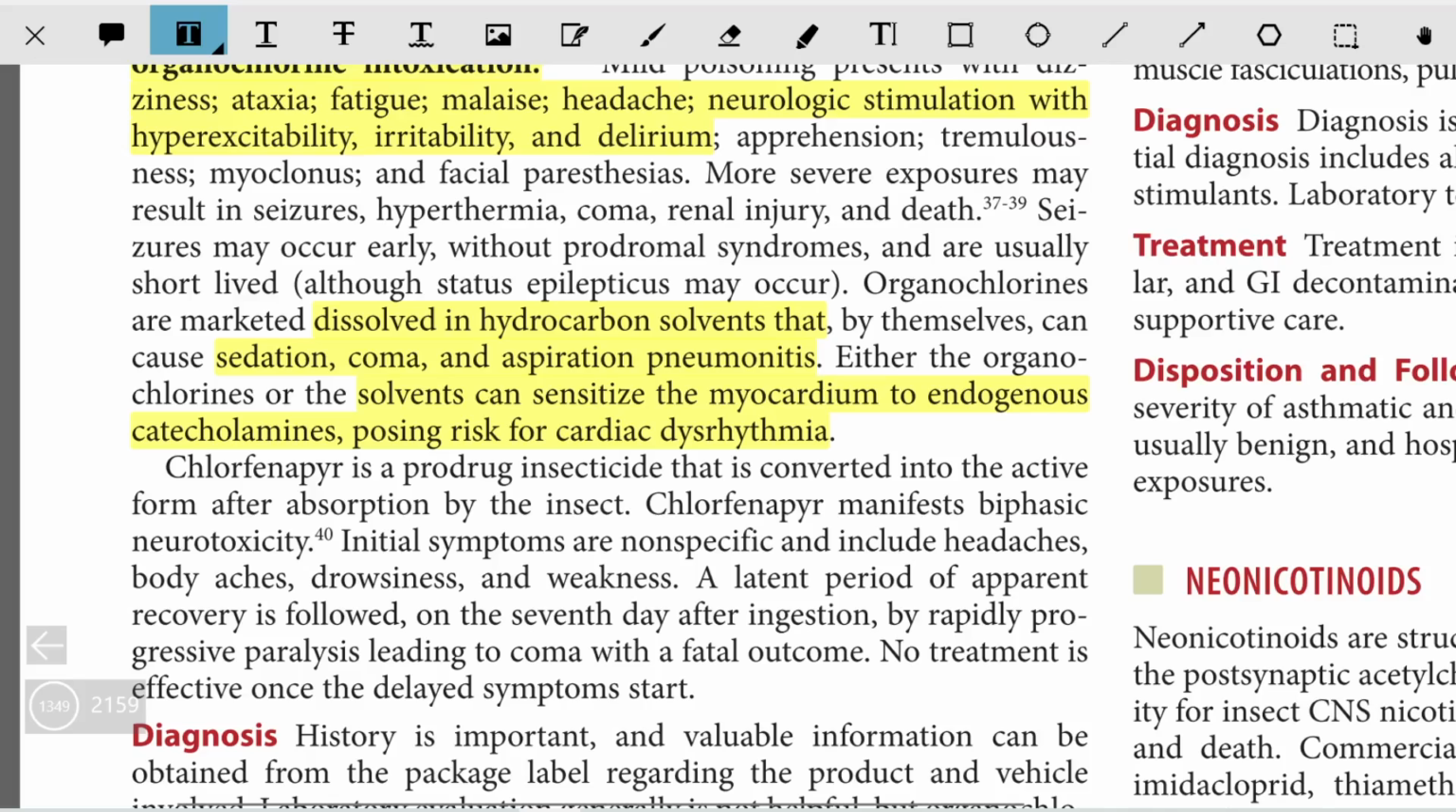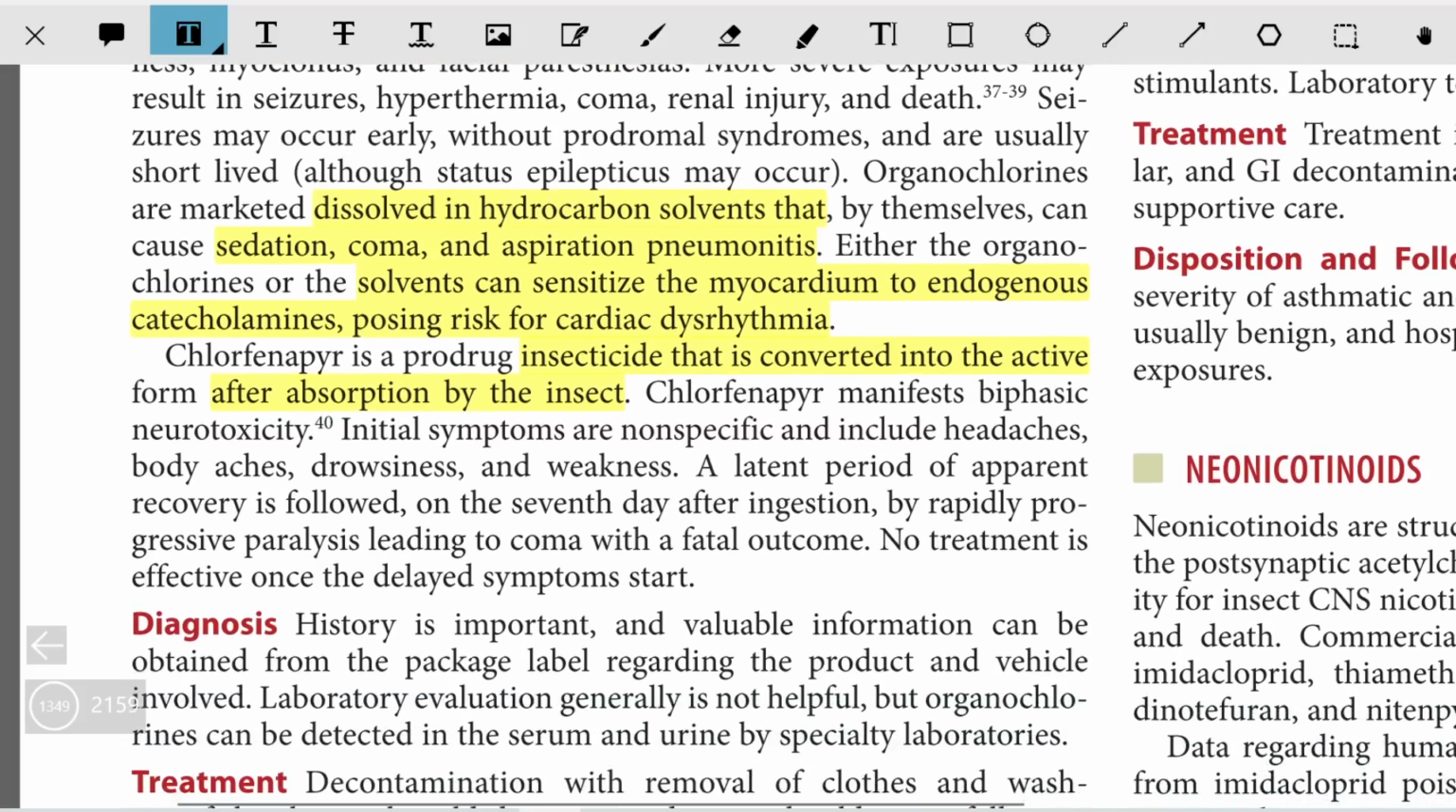Chlorfenapyr is a prodrug insecticide that is converted to active form after absorption by the insect. Chlorfenapyr manifests biphasic neurotoxicity. Initial symptoms are non-specific, including headache, body aches, drowsiness, and weakness. A latent period of apparent recovery is followed on the seventh day after ingestion by rapidly progressive paralysis leading to coma with fatal outcome. No treatment is effective once delayed symptoms start.